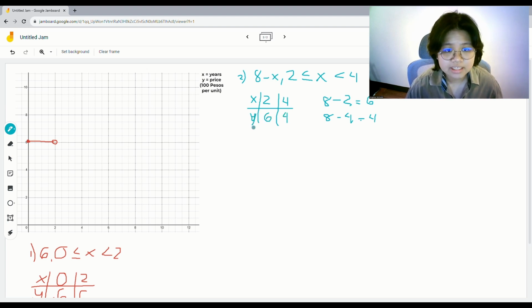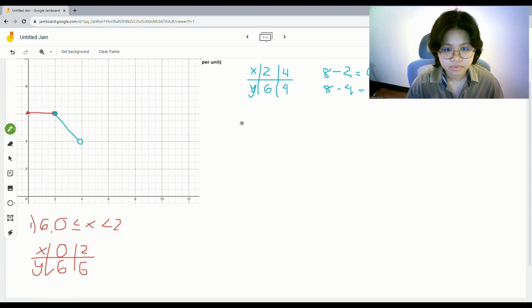Given our table, it is now time to graph the equation again. Our first x is 2, and our y is 6. This is the first point. Now for our second x, it is 4, while our second y is also 4. This is our second point. Now this is the graph for our equation number 2.